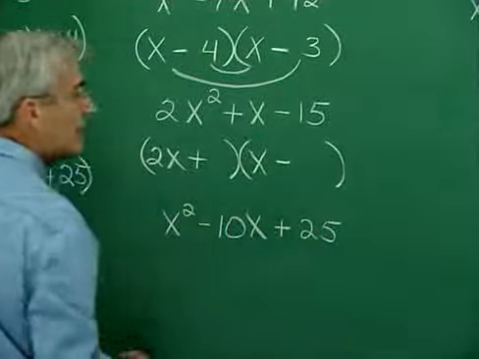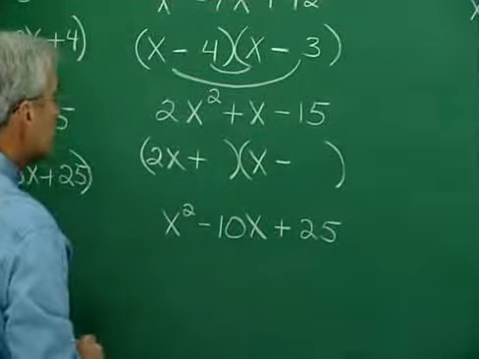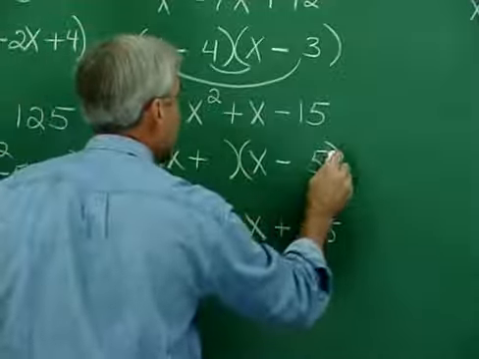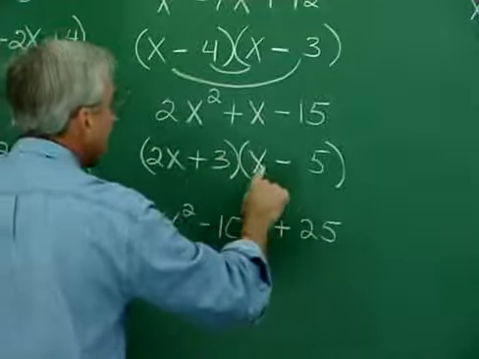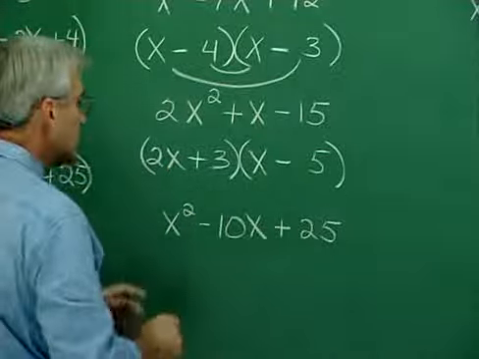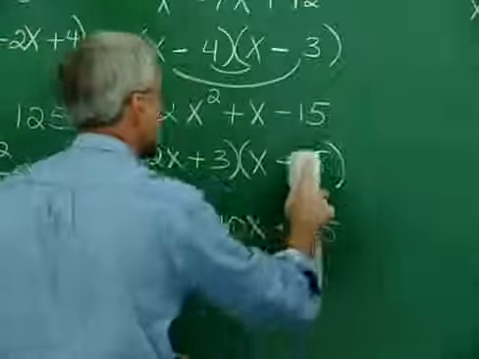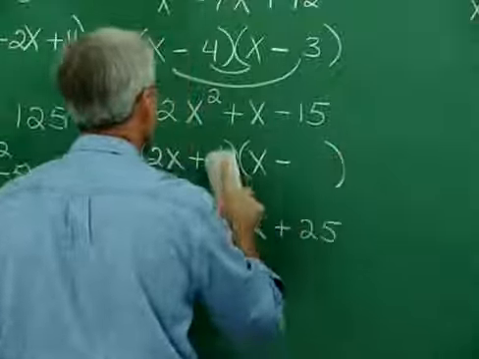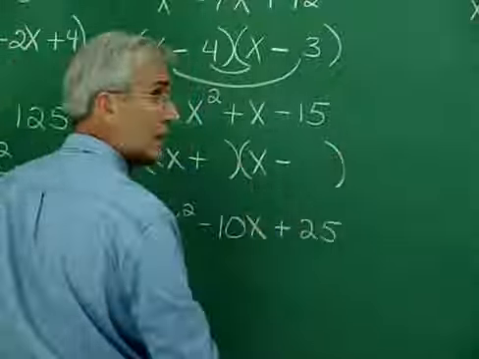Now, factors of 15, probably the 5-3 combination. You might try the 5. We could try the 5 here and the 3 here. We would have 3x minus 10x. 3x minus 10x, that's negative 7x. Gee, that's not it. So that's not right. So the 5-3 combination might go the other way.